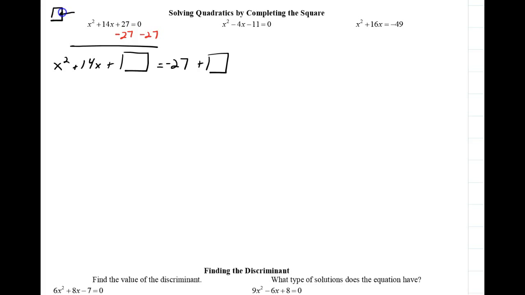what goes on the inside is half of b squared. So we look at that 14, take half of it, and square it. So half of 14 is 7. 7 squared is 49.